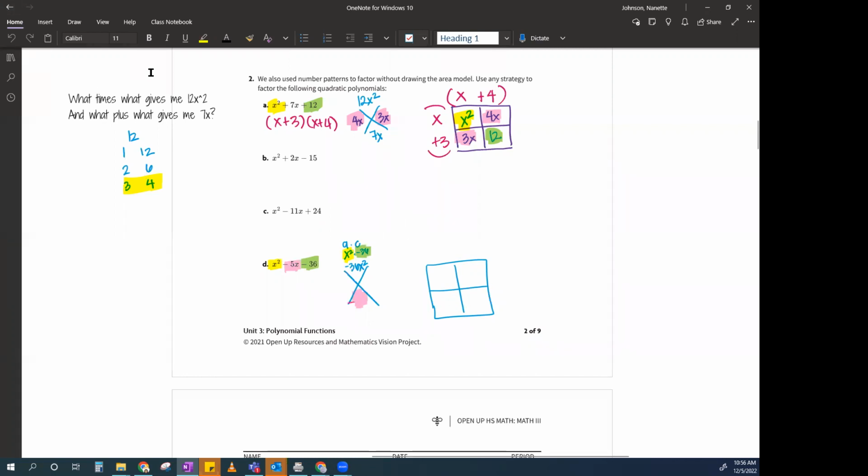Okay. And so here we're going to come up with the same question, right? It says what times what gives me negative 36x squared, and then what plus what gives me negative 5x. Why does that say squared? Let me erase. Can I erase? Nope. There you go. So why does that say negative 5x? What times what gives me negative 36x squared, and what plus what gives me negative 5x? Some of you already have answers in the chat.